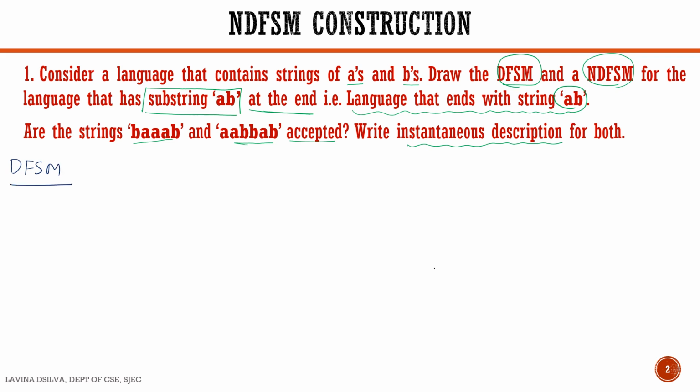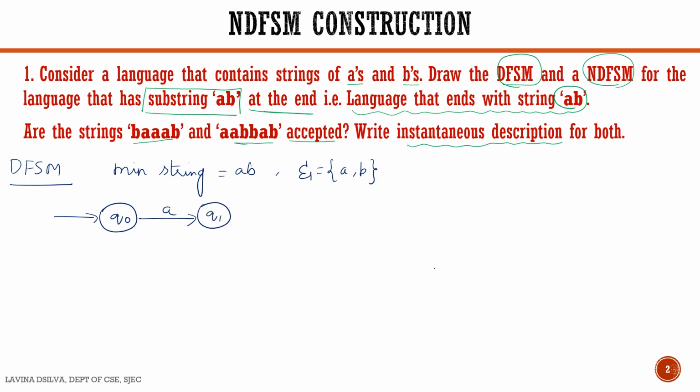We know that the minimum string is AB, and the alphabet sigma is equal to {A, B}. We have Q0 state. When we see an A, we go to Q1 state. On Q1 state, when we see a B, we go to Q2 state, and Q2 state is considered as our final state. In Q0, if you see a B, you remain in Q0 itself. In Q1, if you see an A, you remain in Q1. In Q2, if you see an A, then you go back to Q1 state, and in Q2, if you see a B, you go back to Q0 state.